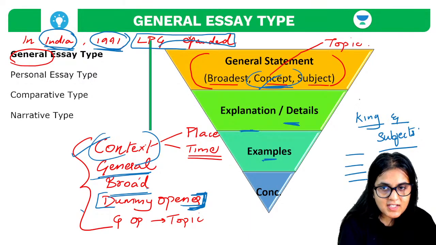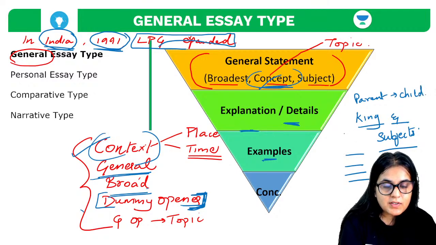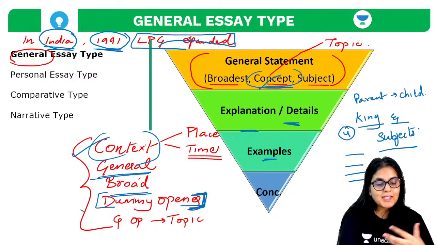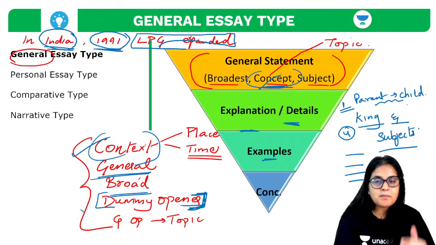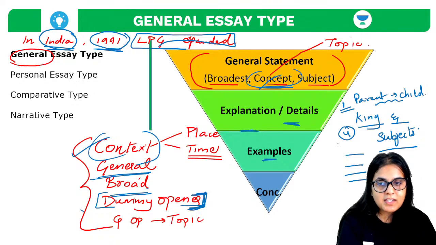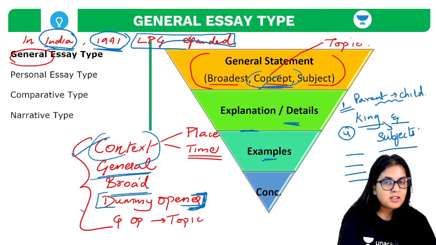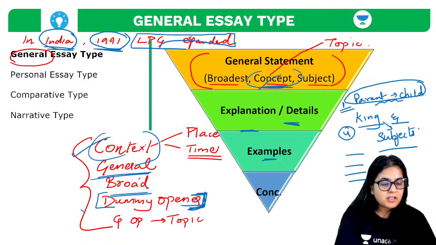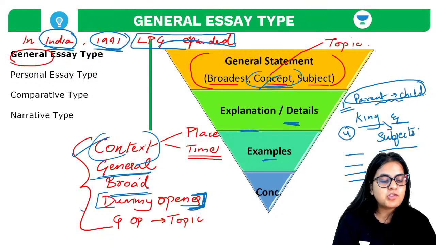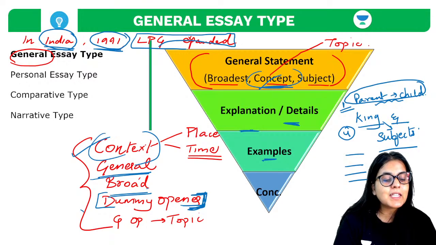Okay, but there is one statement which talks about just as a parent, the relationship between a parent and a child. So there are 4 statements which talk about the relationship between king and subjects, and there's one statement which talks about the relationship between parent and child, and the author wants to say that just as a parent treats his or her child, similarly a king also treats his or her subjects. Now, do you understand that this is a dummy opener? This is not the real topic. The real intention of the author is not to talk about the relationship between a parent and a child. The real intention of the author is to talk about the relationship between a king and his subjects.